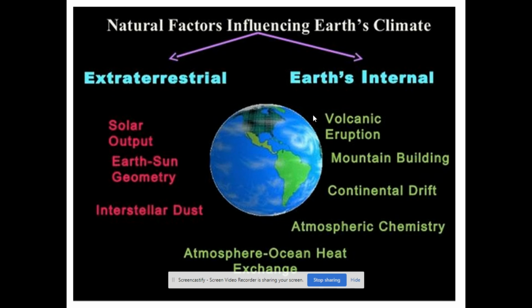So let's look at the natural factors influencing Earth's climate. Extraterrestrial solar output. Sun does vary in its output. The Earth-Sun geometry, relative positioning to each other. Interstellar dust could do some light scattering, energy scattering. Internally, volcanic eruption, throw a bunch of stuff up in the atmosphere, could cool things down. Mountain building could change the direction of winds and thus precipitation patterns. Continental drift, then of course atmospheric chemistry.